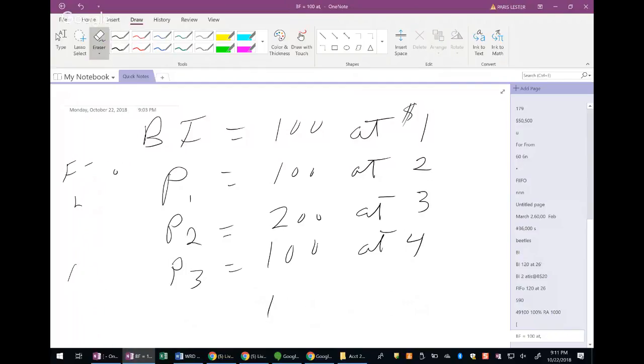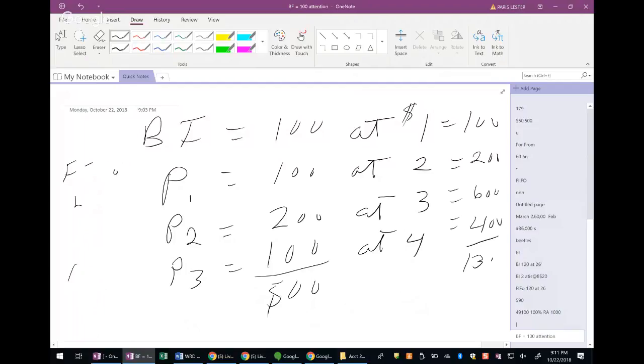All right, and then average, we'd have to add them all up, and there's 500 units. That's $100, $200, $600, and $400. If I multiply it, is that $1,300? $1,300 divided by $500 is the average price of how much? $2.50. All right, multiply that 2.5 times 110, and you'd have the value of ending inventory.